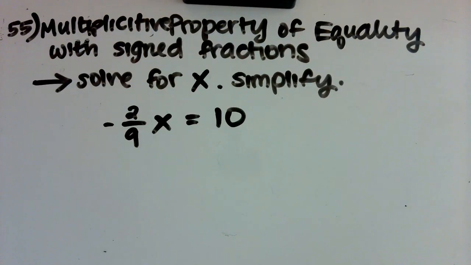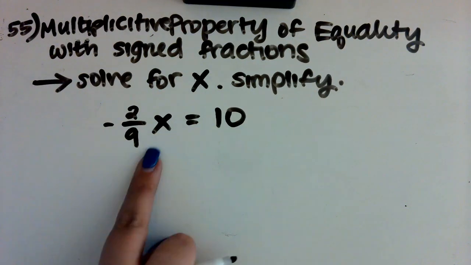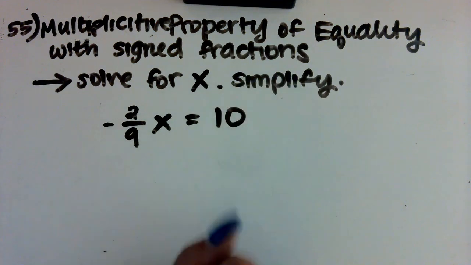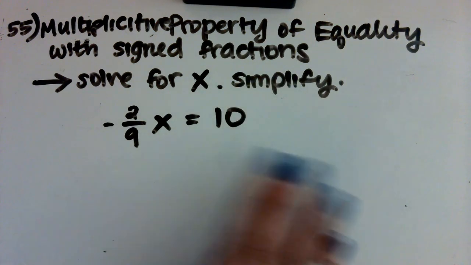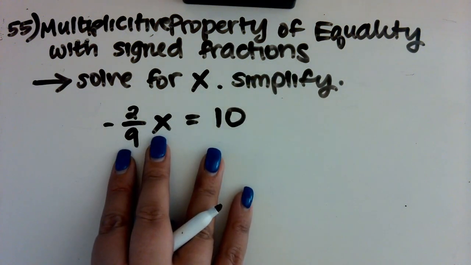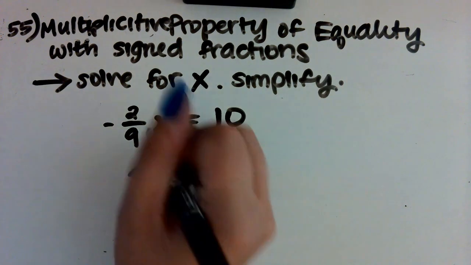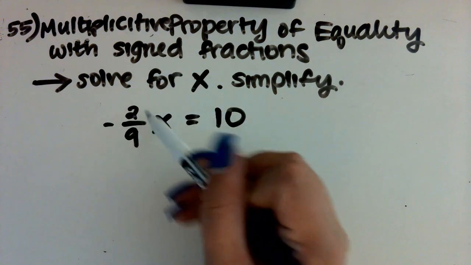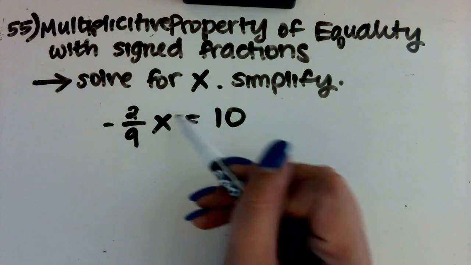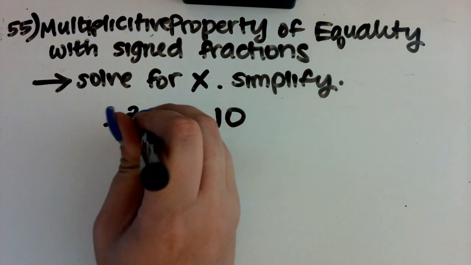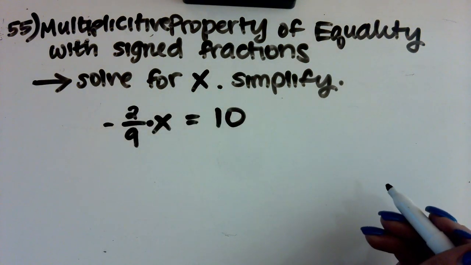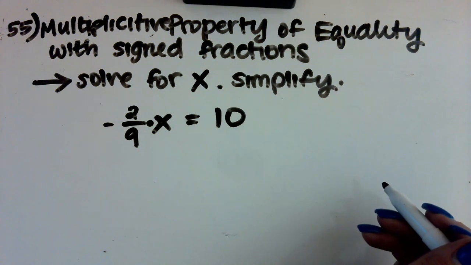Hi guys, today we're going to be talking about the multiplicative property of equality with signed fractions. So again, we are still just solving for variables and making sure our answer is in the simplest form. The difference here is that we're not going to be doing any addition or subtraction with our variables. This time we remembered that anytime we have a coefficient, this time a negative fraction, sitting in front of our variable, we know that that invisible sign is multiplication, okay?